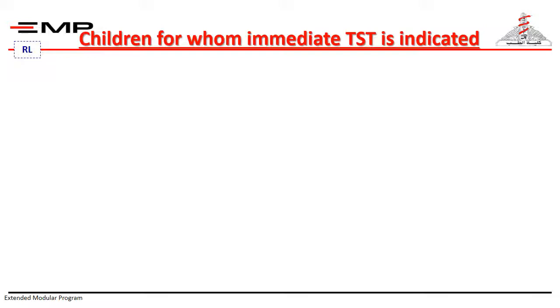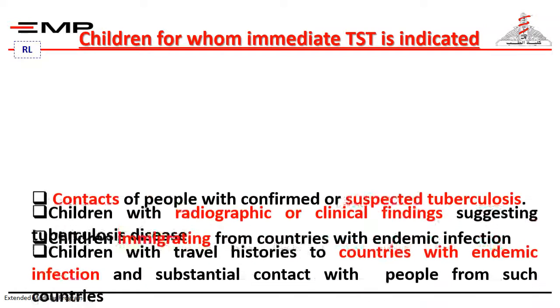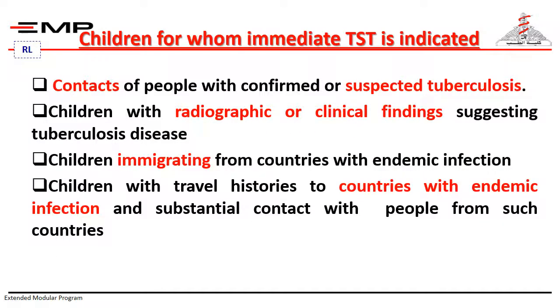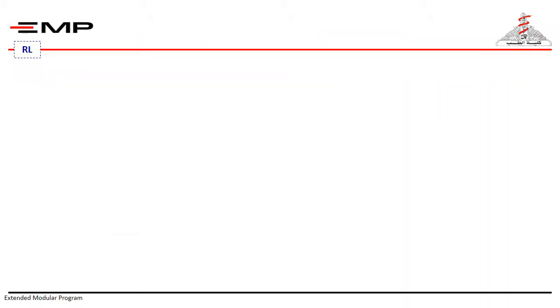For whom will I investigate with the tuberculin test? Contacts of people with confirmed or suspected tuberculosis. Children with radiographic and clinical findings suggesting tuberculosis disease. Children immigrating from countries with endemic infection. Children with a travel history to countries with endemic infection and substantial contact with people from such countries.